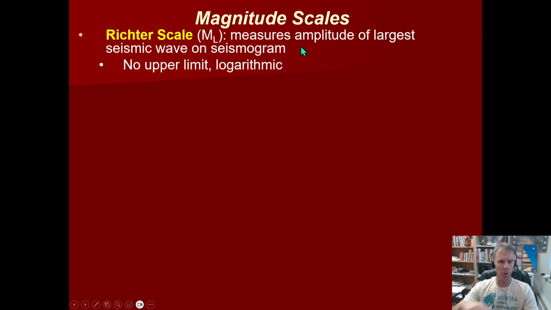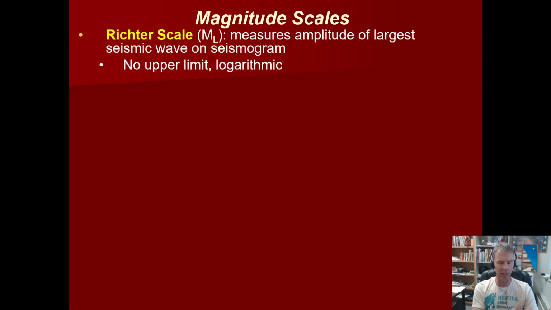It basically takes, remember our seismogram? He just says, hey, find the largest seismic wave on your seismogram, which will typically be your surface waves. Measure that amplitude with your ruler in millimeters. And then I'll show you here how you actually can figure that out. And then basically by measuring that largest seismic wave, you can determine the size of the earthquake on the Richter scale. Now there's no upper limit theoretically to the Richter scale.